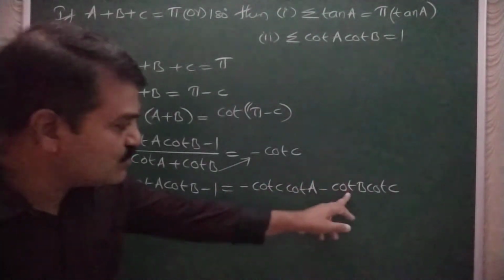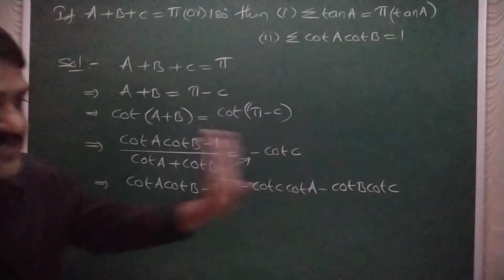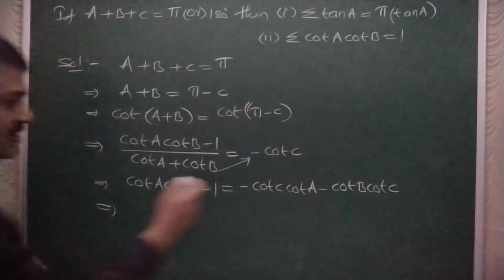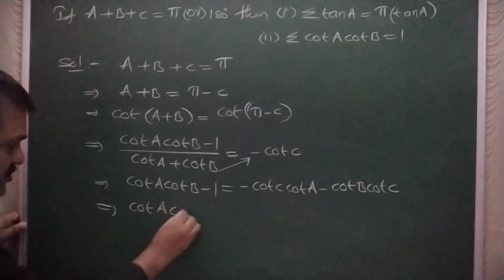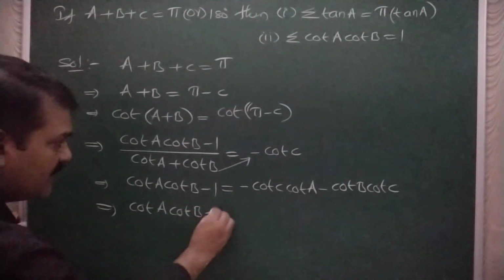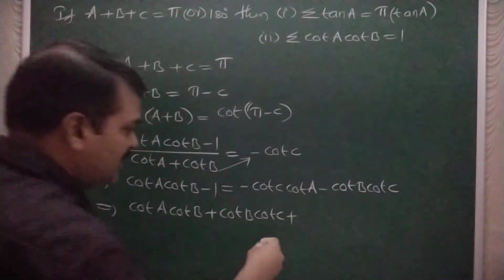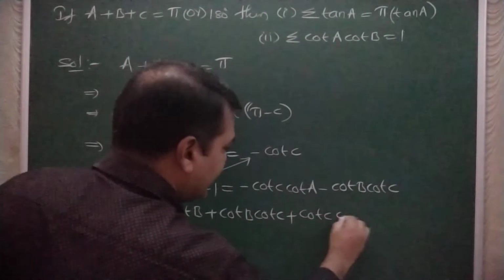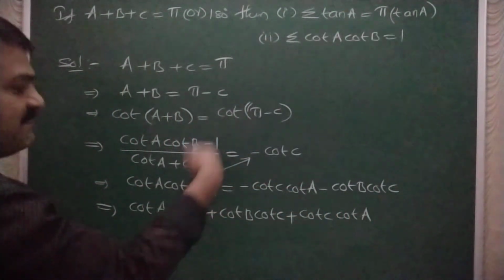Now shift these two terms to the LHS side and shift minus 1 to the right side. Okay. So these two terms coming to the LHS side. So cot a cot b, I am writing in order, cot b cot c. I am just trying to write in order. So these two shifted to the left side. Minus 1 shifted to the right side.